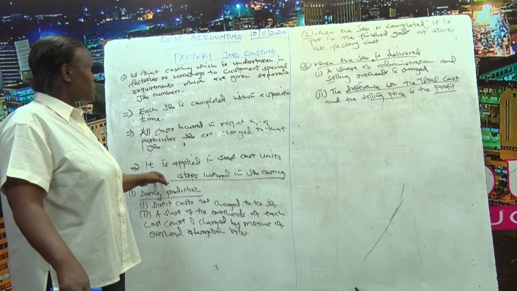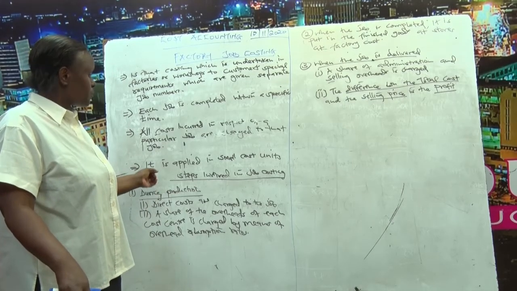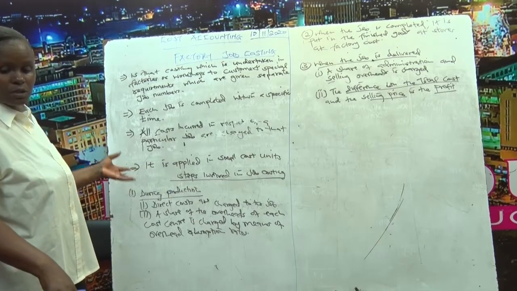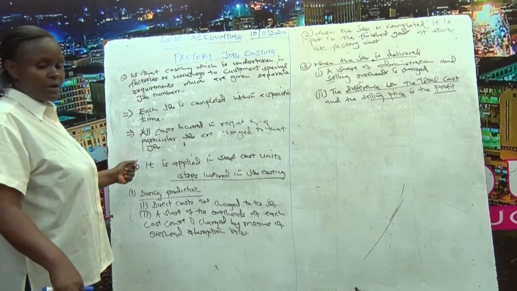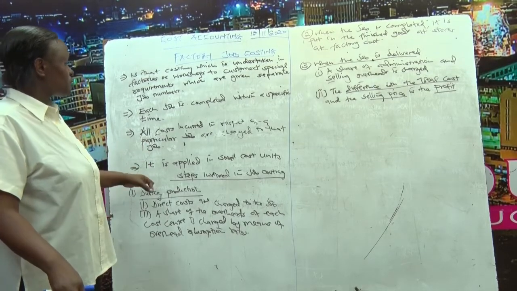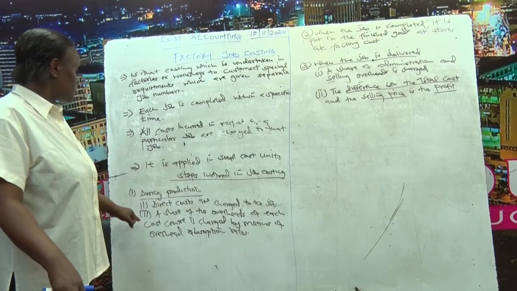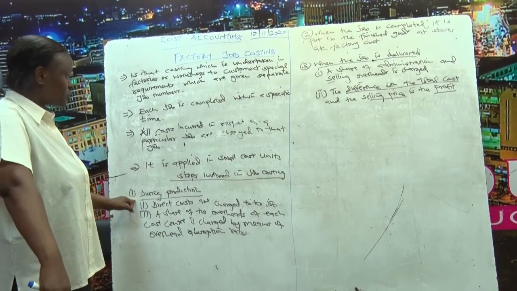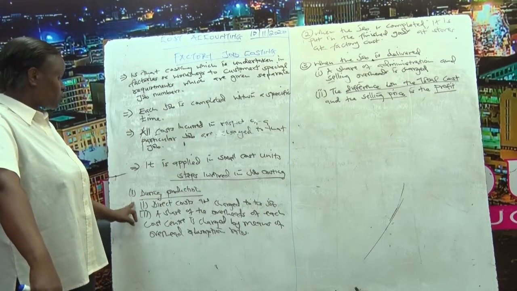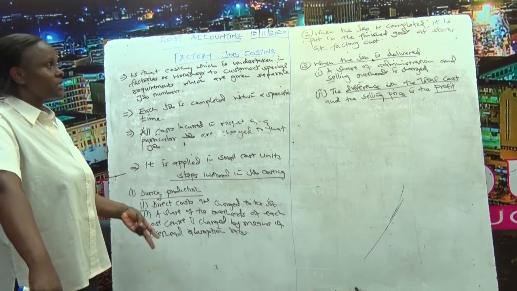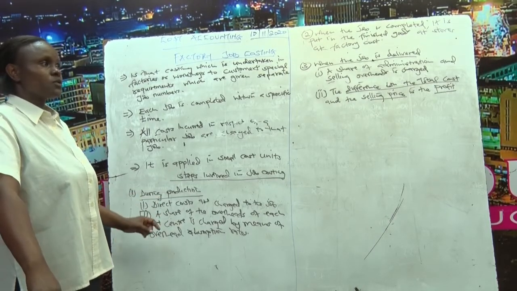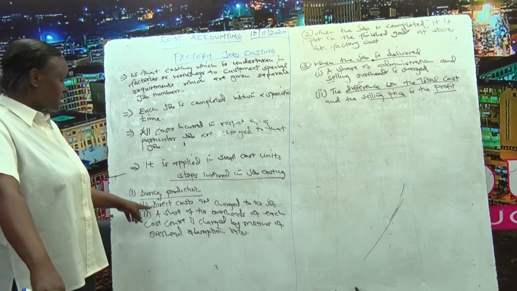So when you are doing job costing, or when you want to prepare a job costing sheet, which we call cost estimate, you must have a job cost card. So you are supposed to follow the following steps. During production, when the products are being produced, the direct costs are charged to the job. Direct cost includes direct materials, direct wages, and direct expenses. All those costs which are directly involved in the production of a particular product are charged to that specific job.